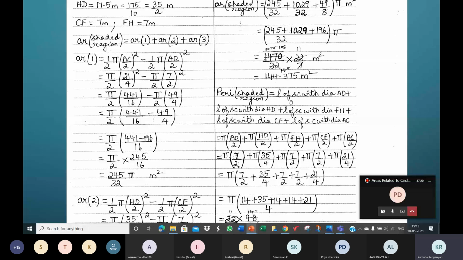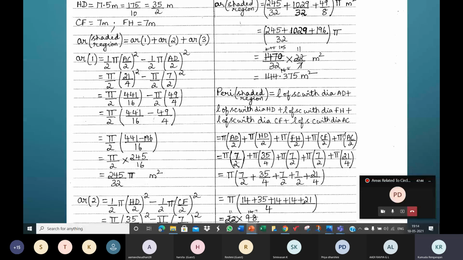This is the length of the semicircle with diameter AD. You can also mention it like this: length of the semicircle with diameter HD. It's the same thing. So pi r, everywhere it is pi r plus pi r plus pi r plus pi r plus pi r.